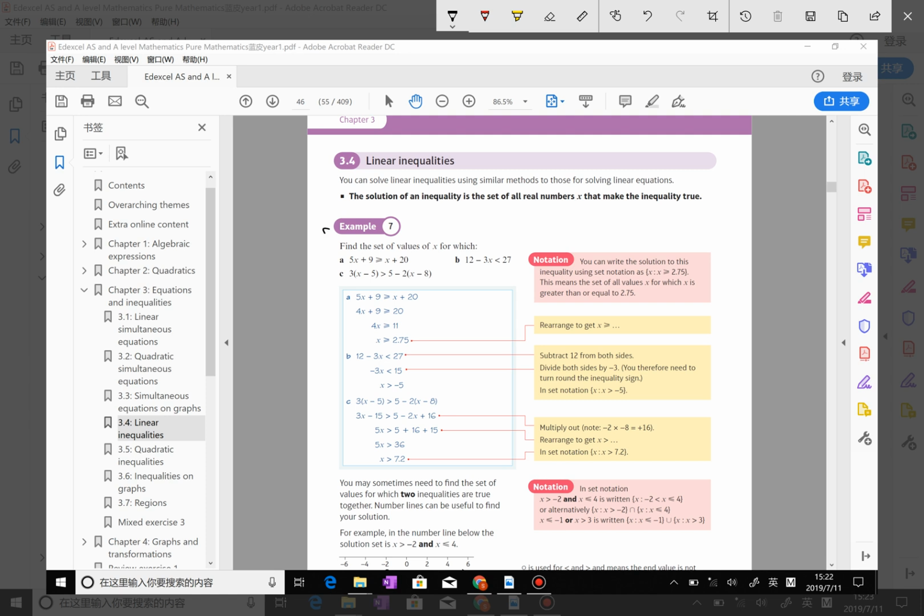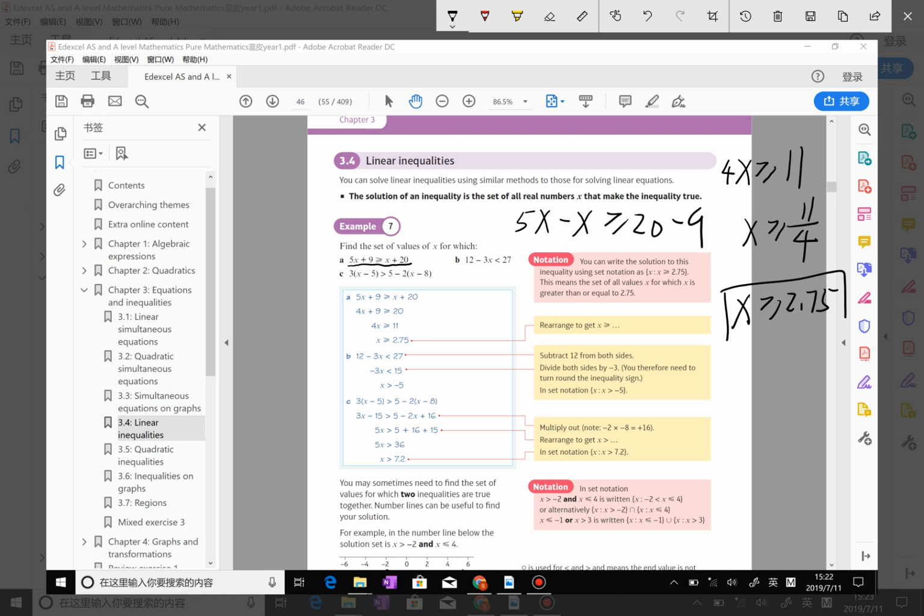Let's take a look at example 7. 5x plus 9 greater than x plus 20. We can move all the unknowns to the left side and all the constants to the right side. We're going to have 5x minus x greater than 20 minus 9. We have 4x greater than 11. Then x greater than 11 over 4, which is x greater than 2.75.